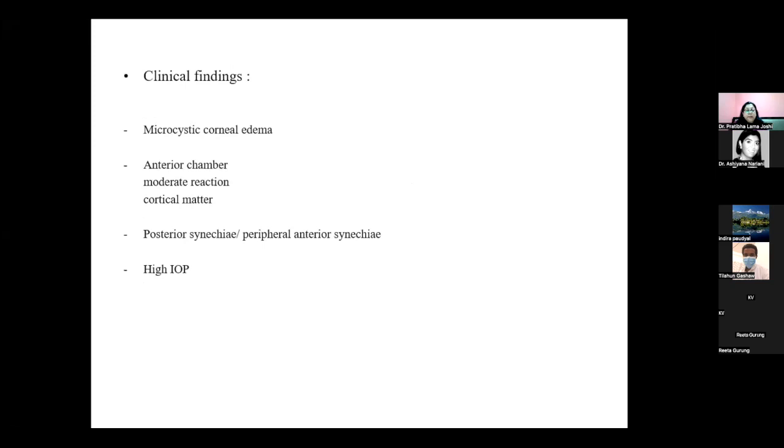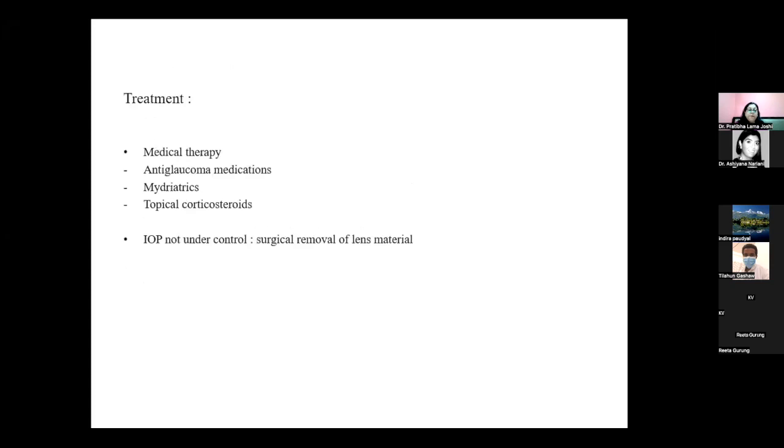Clinically, we will see microcystic corneal edema. There are signs of inflammation, a moderate reaction in the anterior chamber. We can even see the cortical matter in the anterior chamber. There may be the presence of posterior synechia and peripheral anterior synechia, and raised intraocular pressure.